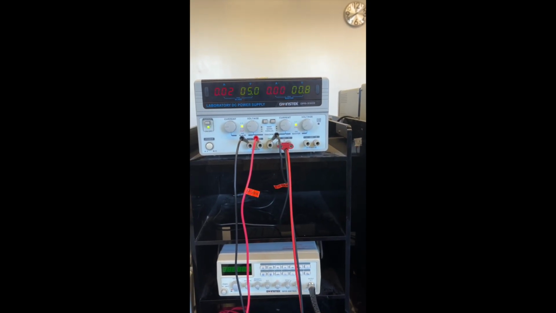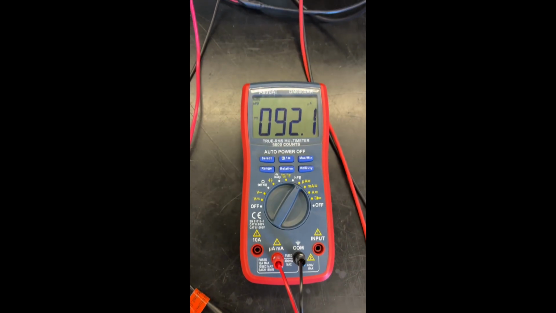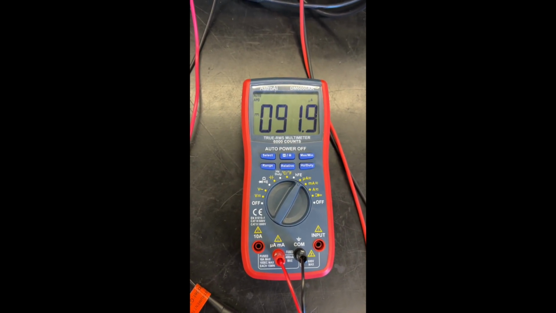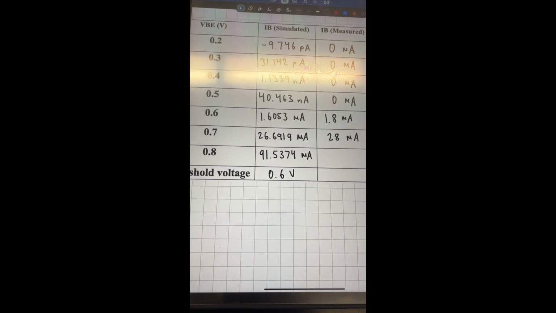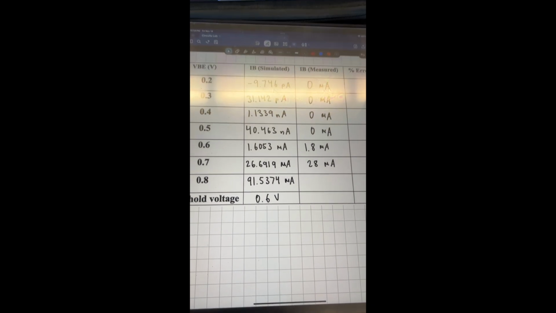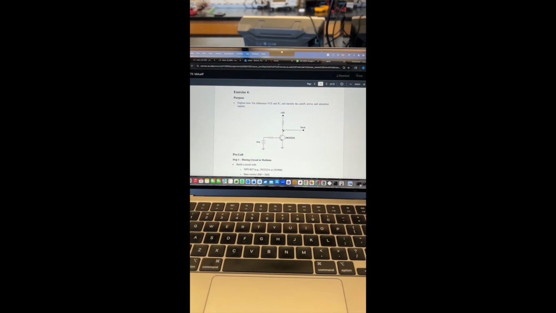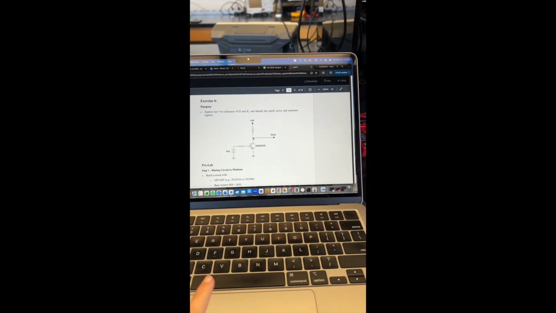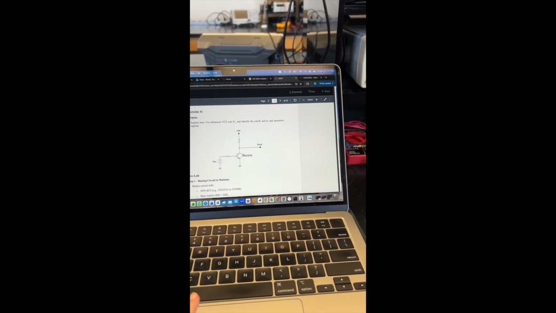All right, now for my VN of 0.8 volts, I'm getting a base current of 91.9 microamps, and my simulated was 91.5374 microamps.